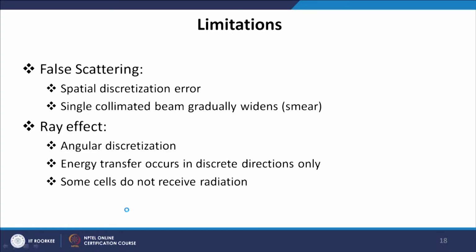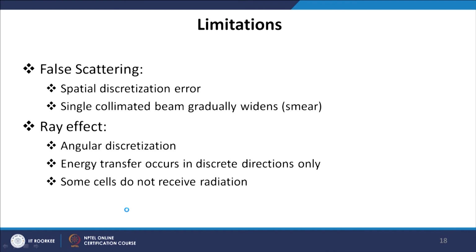There are certain limitations of this method such as false scattering and ray effect, and this is again what we observe in typical finite volume method. False scattering is analogous to numerical diffusion in finite volume schemes. It is a result of spatial discretization error because we have approximated our face intensities with cell center intensities. We have assumed that the intensity is averaged over the cell. So, we get spatial discretization error on intensity and this is called false scattering.